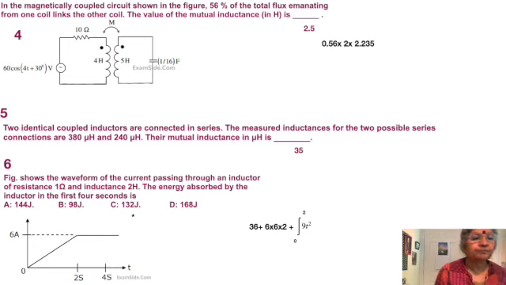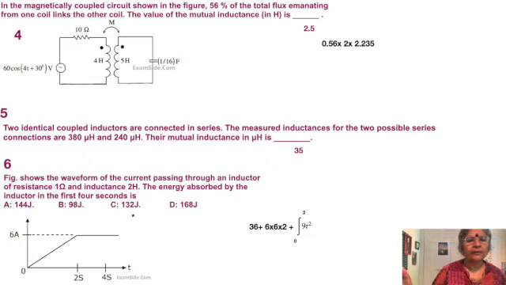Problem number 4. Again, we see a source feeding a resistor and a coupled set of coils, 4 Henry and 5 Henry, and we also have a capacitance on the other end. Let's see what the problem is. In the magnetically coupled circuit shown in the figure, 56% of the total flux emanating from one coil links with the other coil. Okay, the value of the mutual inductance.